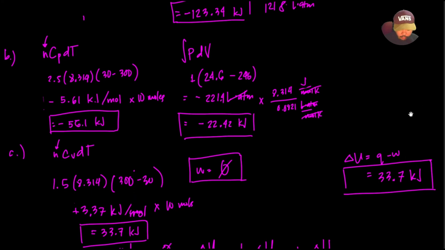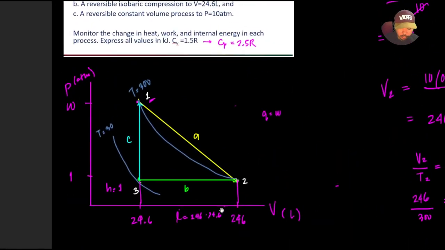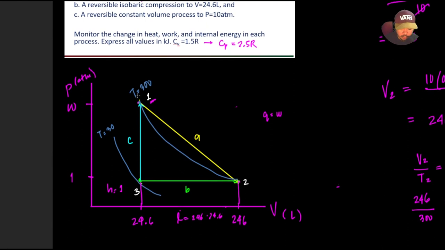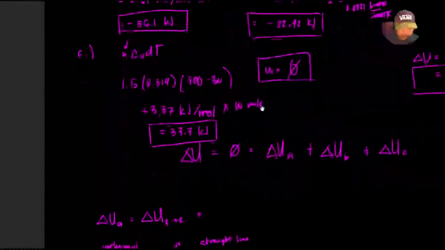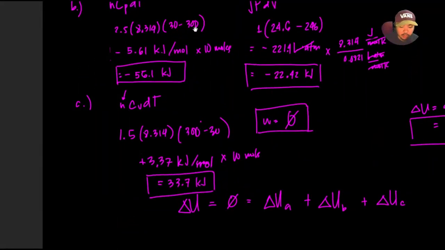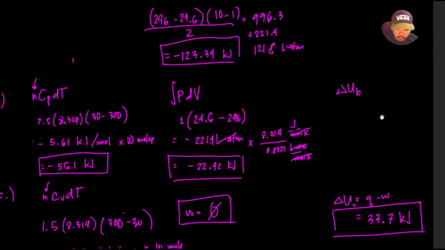And let's check it. Oh wait, sorry. Path C. Tama ba? 30 to 300. Oh, tama naman. Tapos yung path B, yung 300 to 30. Okay? So, kaya dito, 300 minus 30, 30 minus 300. Okay. Makes sense. So, ito, add natin, no? So, we have delta U is equal to, and lagay ko lang C to, and let's place B to. Okay? To indicate na path B to.